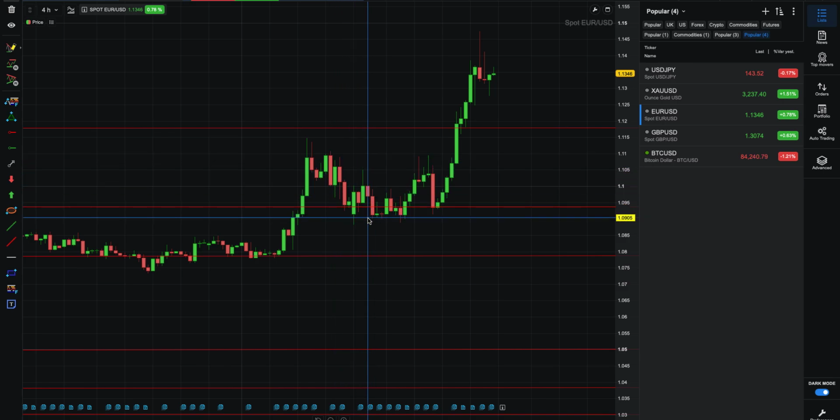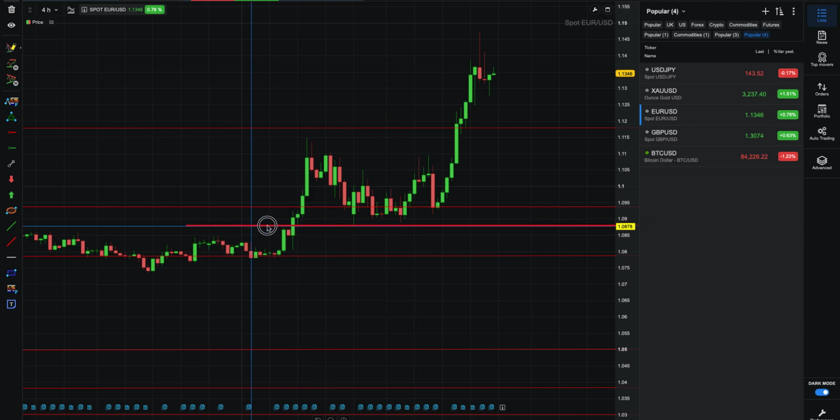Now from this point, you can see that the structure has broken. This particular candle has signified that this is the end of the trend.